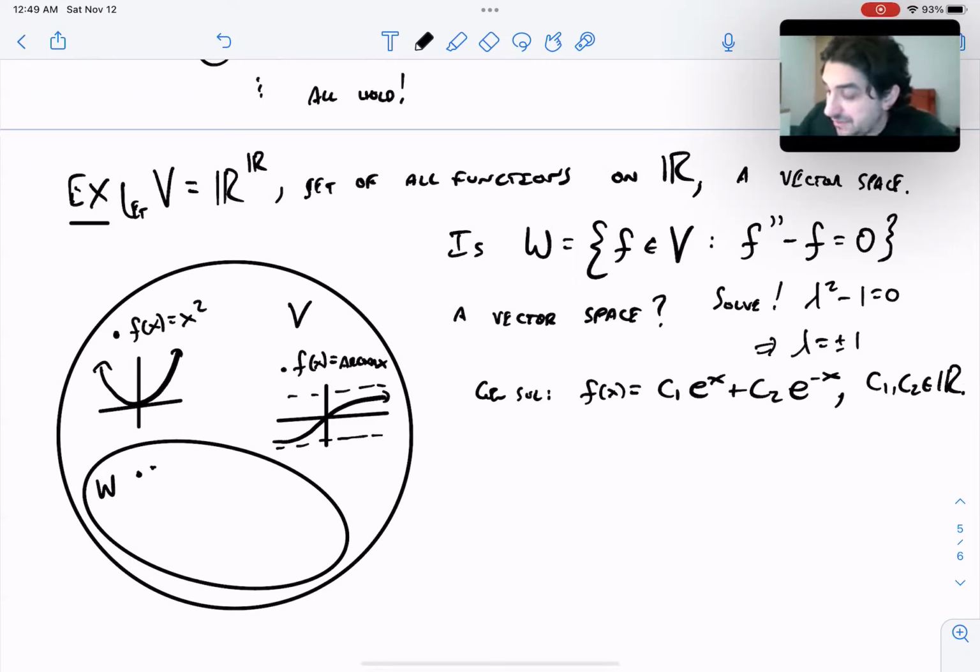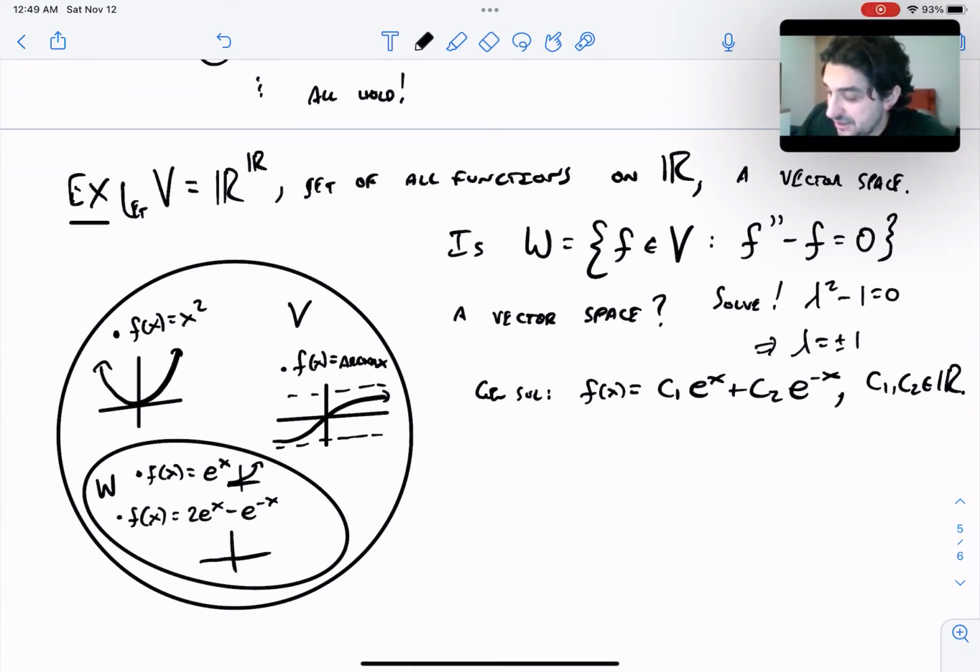So here's one element of W. I could have, say, just e to the x. That's if c1 is 1 and c2 is 0. So that's one function that's in here. You could have f of x equals, how about 2 e to the x minus e to the minus x. There we go. That would look something like this. Another example of a function in there.